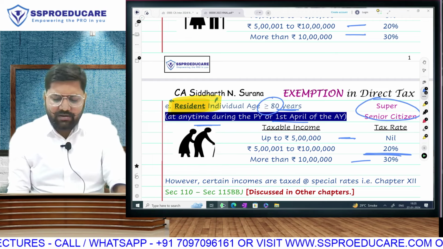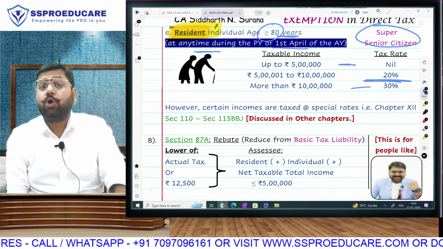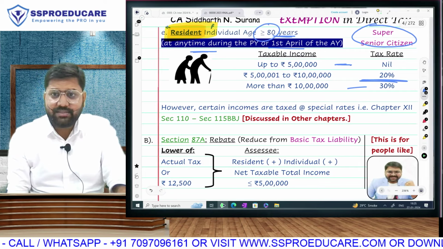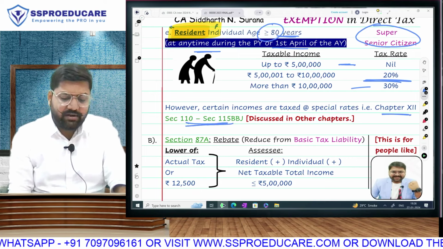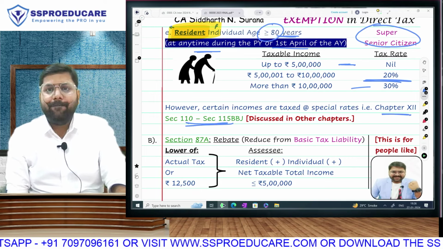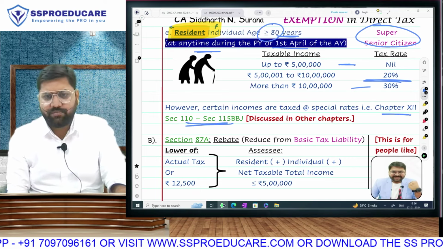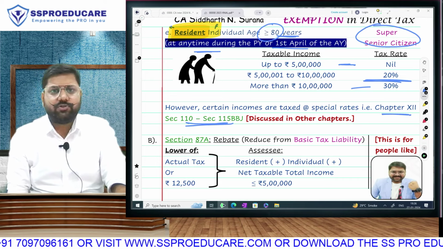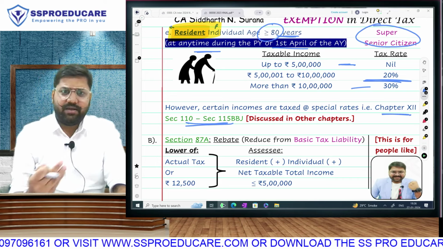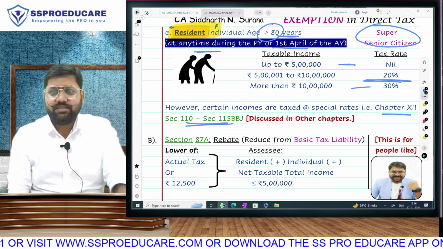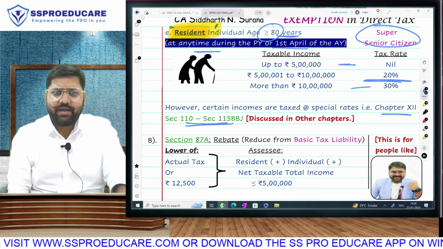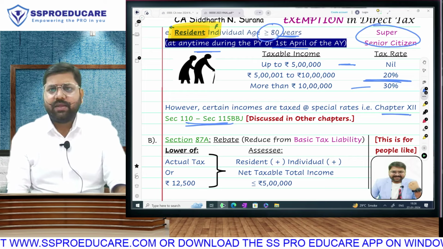However, ladies and gentlemen, these are only first of all the normal rates of tax. So as we are aware, there is a chapter called special rates of tax, chapter 12, ranging from section 110 to 115BBJ. So that is going to be discussed separately. Of course, we also have stock market capital gain 111A, 112A. We have long-term capital gain 112. We have casual winnings, and we have all other special rates of tax. All that will be discussed in a separate chapter.